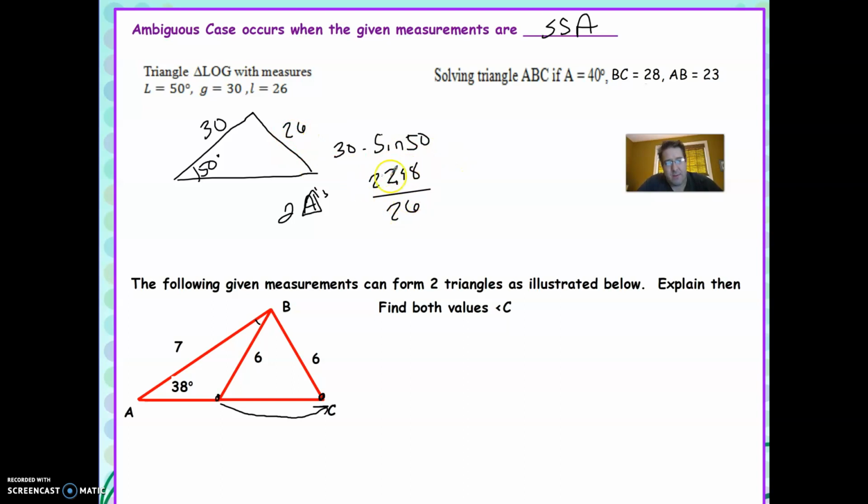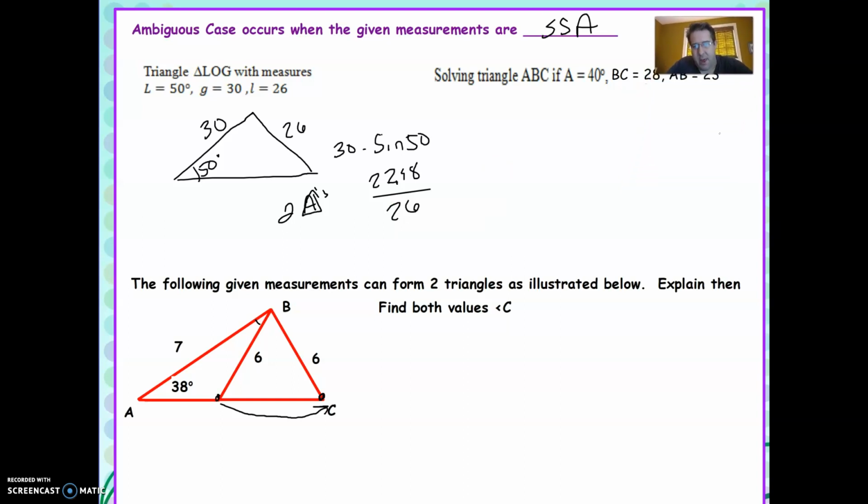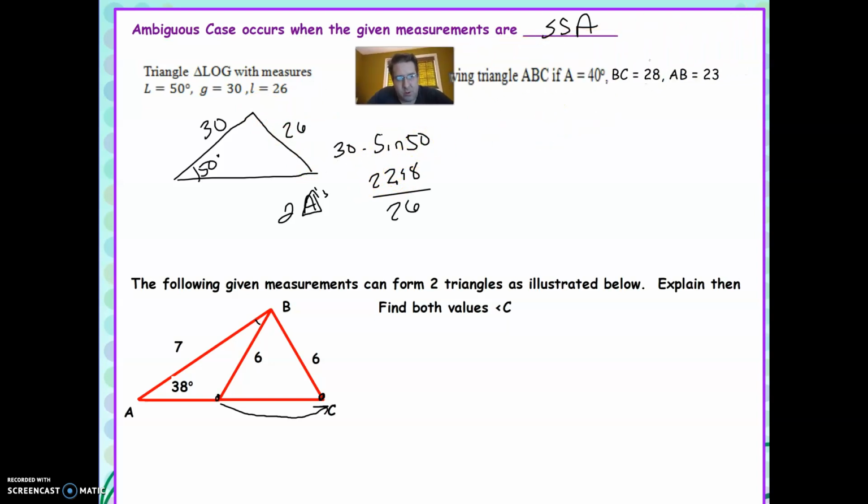And if the 22.98 was bigger, then this is going to give you an answer that's greater than 1. And then when you do the inverse sine of that answer, obviously that's going to give you no response, because sine is limited at 1. You can never have sine of any angle be greater than 1. So this number has to be less than the opposite side in order for it to have a triangle. Otherwise, it's going to have no solutions.